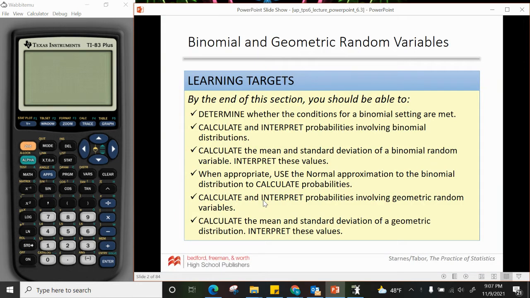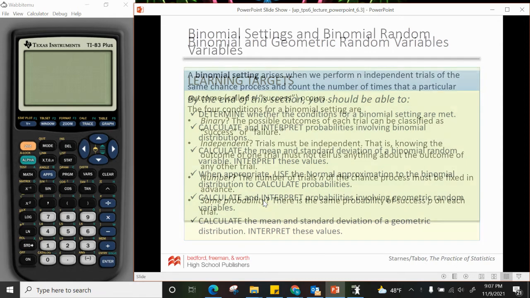So, learning targets for today: determine whether the conditions for a binomial setting are met, calculate and interpret probabilities involving binomial distributions, calculate the mean and standard deviation of a binomial random variable, interpret these values. When appropriate, use the normal approximation to the binomial distribution to calculate probabilities. Calculate and interpret probabilities involving geometric random variables. Calculate the mean and standard deviation of a geometric distribution and interpret these values.